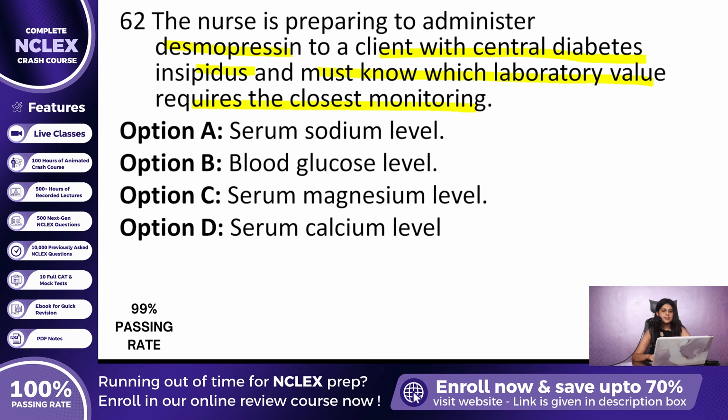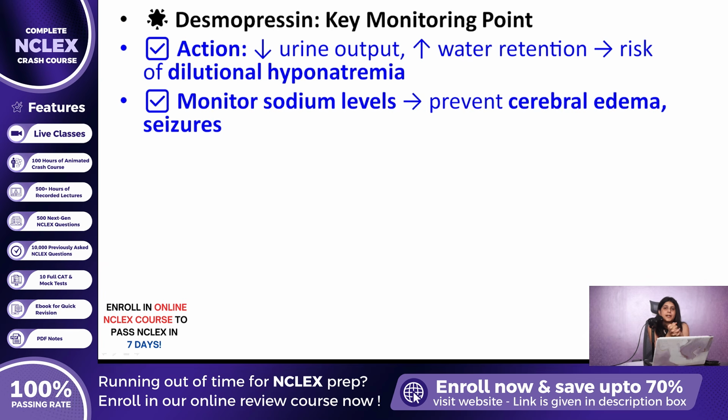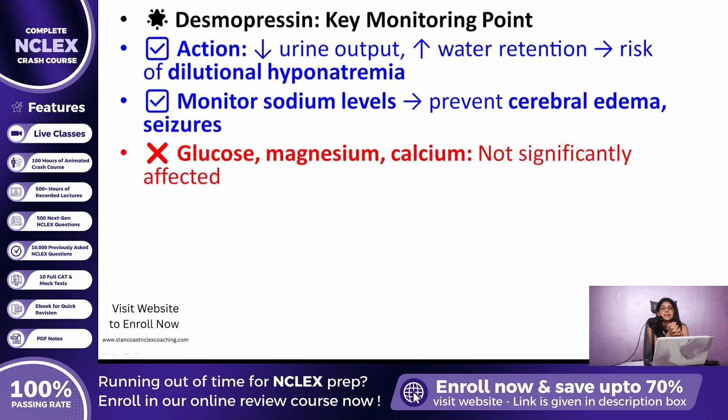The correct answer is Option A, serum sodium level. Here is why. Desmopressin reduces urine output and promotes water retention, which can lead to dilutional hyponatremia if fluid balance is not carefully managed. Monitoring sodium levels helps prevent complications such as cerebral edema and seizures. Glucose, magnesium, and calcium levels are not significantly affected by desmopressin therapy. The key point is that nurses should be vigilant for signs of hyponatremia in clients receiving desmopressin and educate clients to report concerning symptoms promptly.